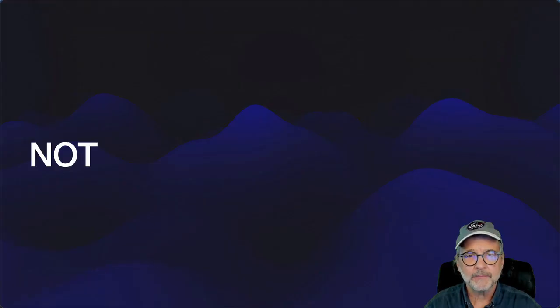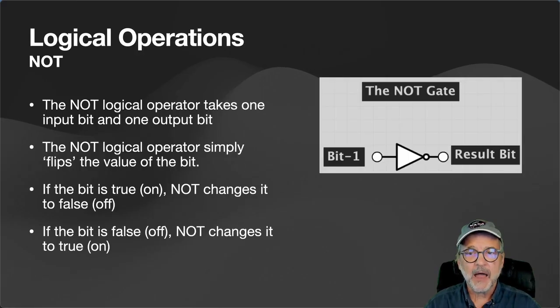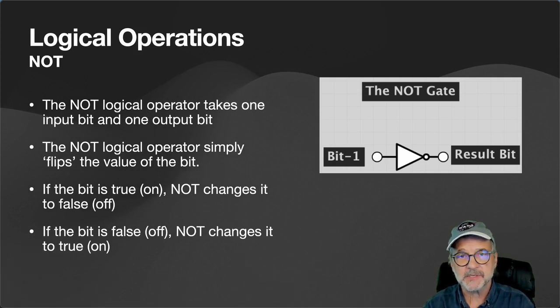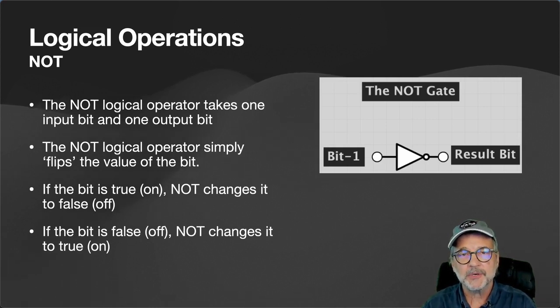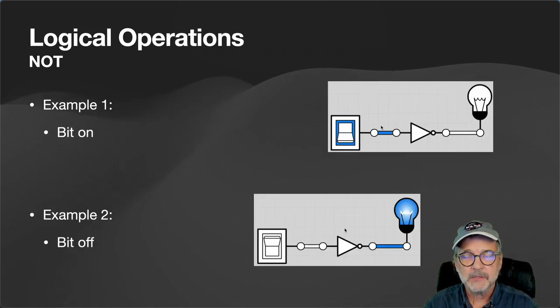The next gate is the NOT gate, and the NOT gate simply flips the value of the bit that goes into it. So it only has one input. Bit 1 goes in. If it's a 1, the result is a 0. If bit 1 has a value of 0, its result is a 1. So it just flips the bits. And if you remember in 2's complement calculations, this is exactly what happens. So here's an example with the bit on, the NOT gate, the output is off. With the bit off, with the NOT gate, the output is on.